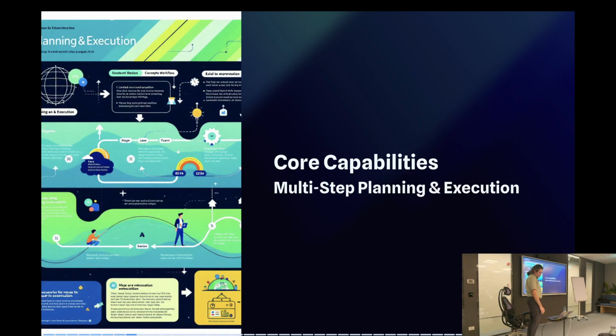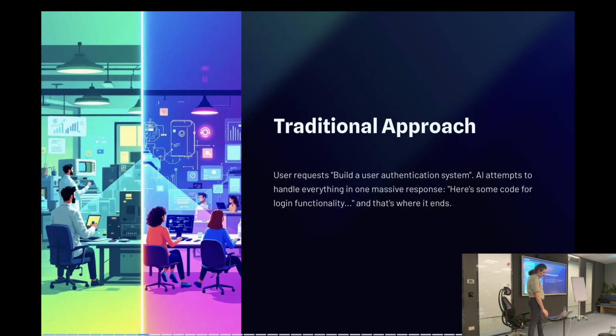Now let's examine the core capabilities that make complex tasks possible. First, multi-step planning and execution. The traditional approach looks something like this. The user requests: build a user authentication system. The AI attempts to handle everything in one massive response. Here's some code for login functionality, and that's where it ends. The user gets fragments, not a complete solution.